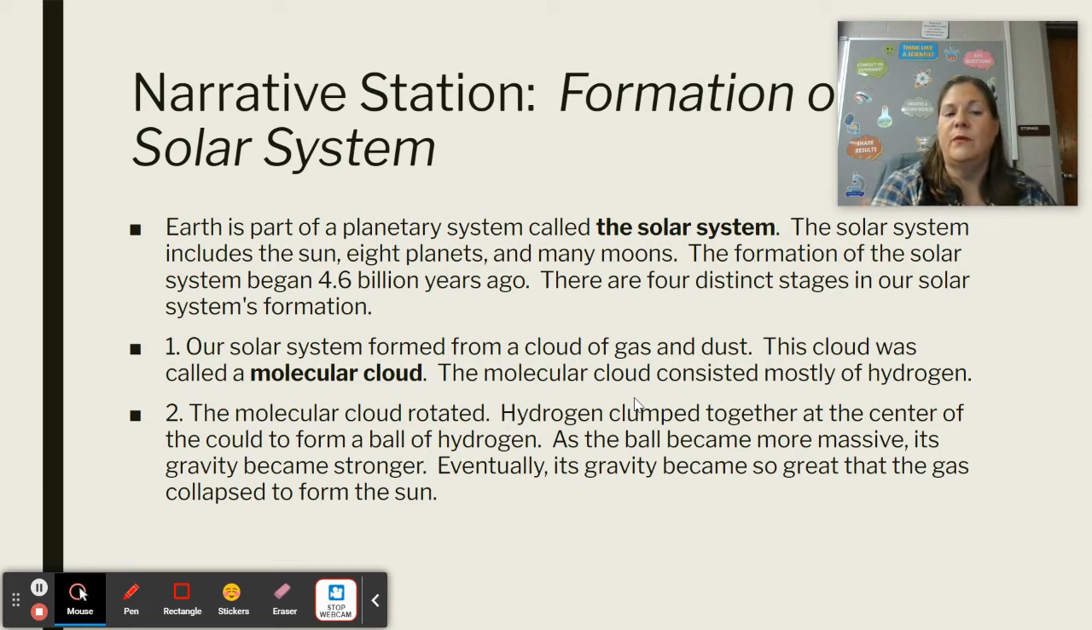Number 2, the molecular cloud rotated. Hydrogen clumped together at the center of the cloud to form a ball of hydrogen. As the ball became more massive, its gravity became stronger. Eventually, its gravity became so great that the gas collapsed to form the sun.